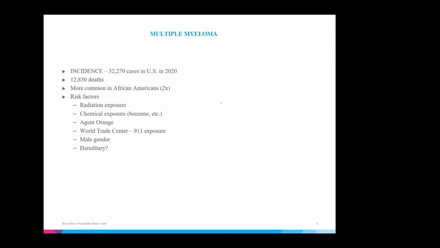So to start with multiple myeloma, the incidence in the US in 2020 was 32,270 cases, and there were 12,830 deaths. It's more common in African Americans, and the statistics show that it's twice as common as in other populations. There are a number of known risk factors, including radiation exposure, chemical exposure, such as to benzene, Agent Orange for people who were perhaps Vietnam veterans, people who were exposed to toxins at the World Trade Center on 9/11. Male gender seems to be a risk factor, and there may be some hereditary predisposition to multiple myeloma.